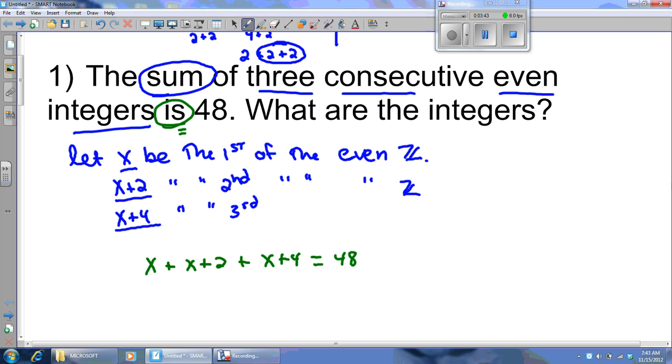On the left-hand side, I combine my like terms. It looks like I have 1, 2, 3 x's, and 2 and 4.